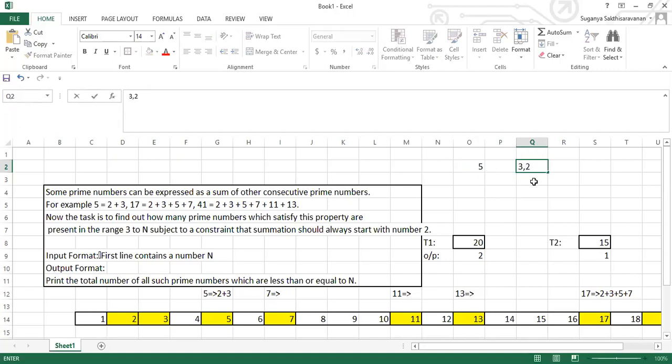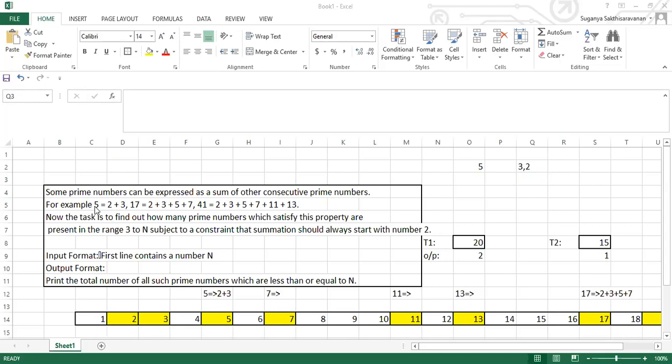Even the same 5 can be produced with a summation of 1 and 5 or multiple combinations. But here this question is specifically about prime numbers. So we are supposed to pick the numbers which are formed by the sum of other prime numbers. The prime numbers should be consecutive, right? This is the rule they are stating here. This is the first line. Some prime numbers can be expressed as a sum of other consecutive prime numbers.